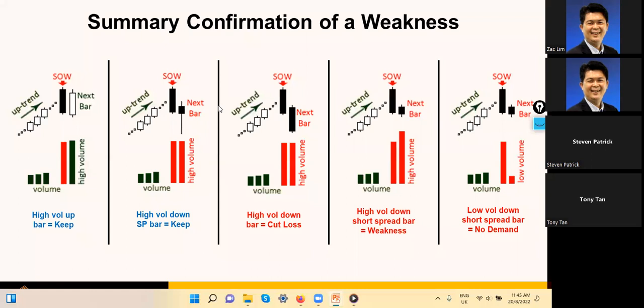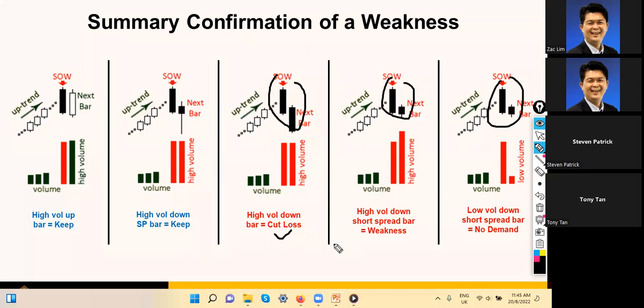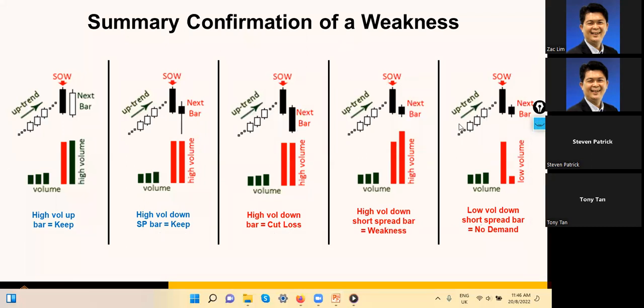I continue again with this confirmation of weakness bar. As you need to remember, when the price is at the high side, you need to pay attention when you see this type of pattern, because once you have detected this, better you take profit. If you still can keep, keep, but otherwise you need to go out already. So this is your reference chart.